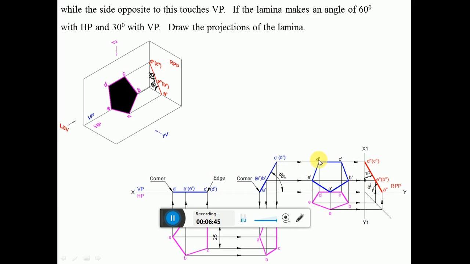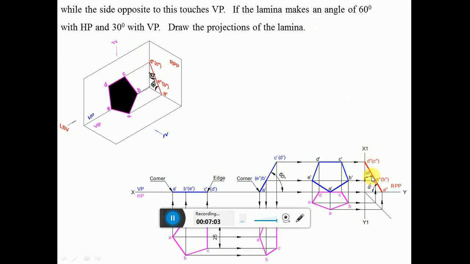D double dash is near to the observer, it is visible. C double dash is away from the observer, it is invisible. E double dash is near to the observer, it is visible. B double dash is away from the observer, it is invisible. A double dash is visible. So here the 30 degrees with VP can be seen in the profile view.